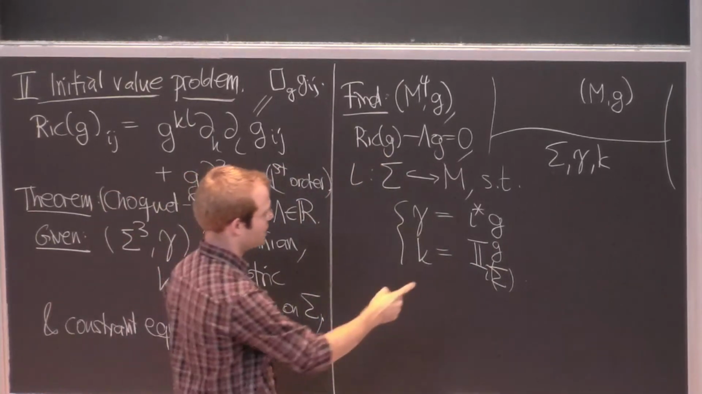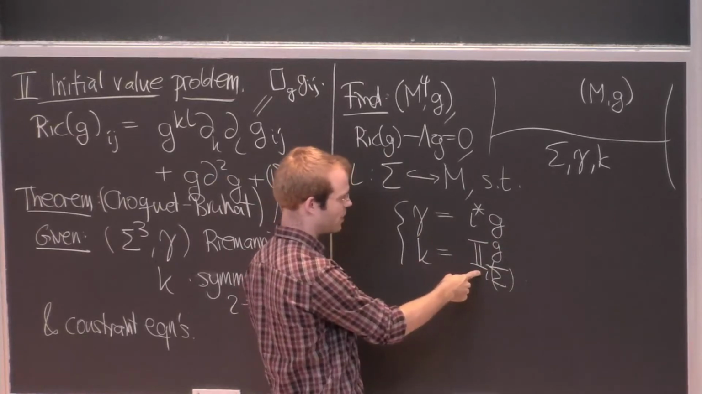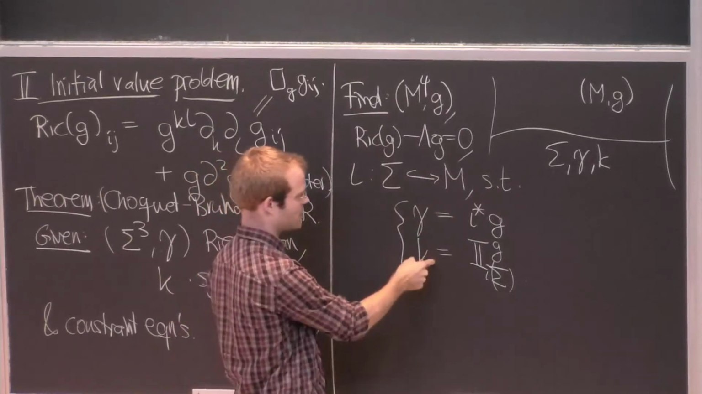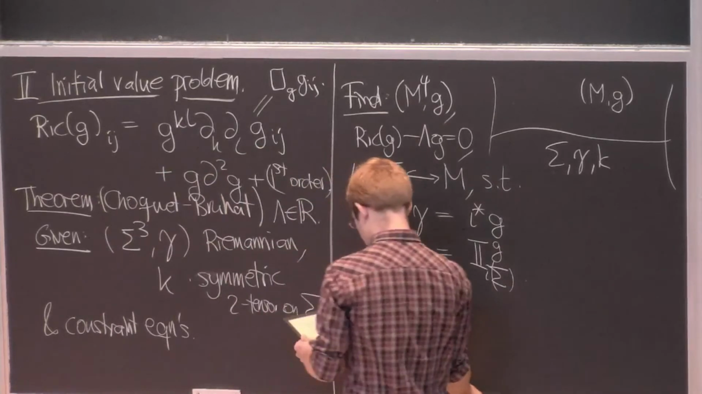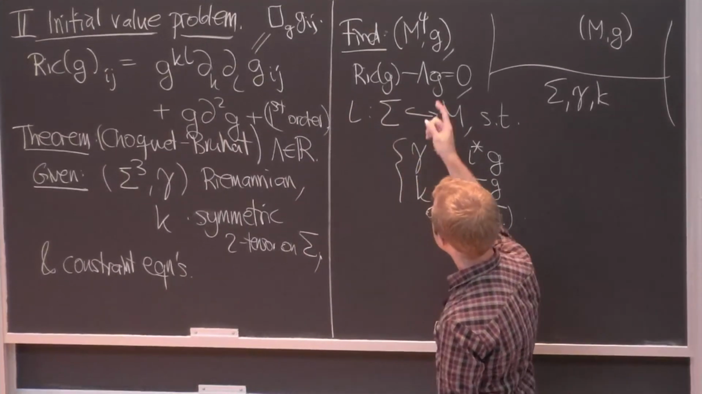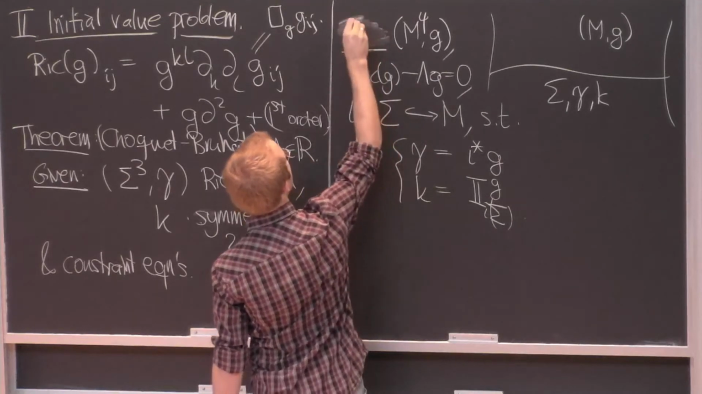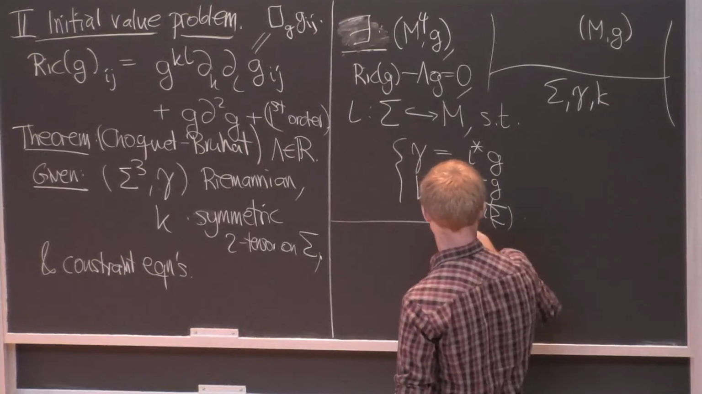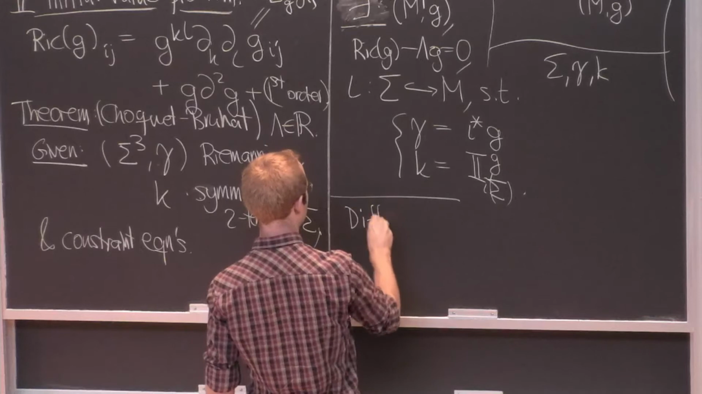So the metric itself is just restricted, and the second fundamental form is given by taking one derivative of the metric. So somehow this looks like Cauchy data for an ordinary wave equation. Notice that the theorem says there exists something. Choquet-Bruhat found it. Notice that I did not say that there is a unique solution.